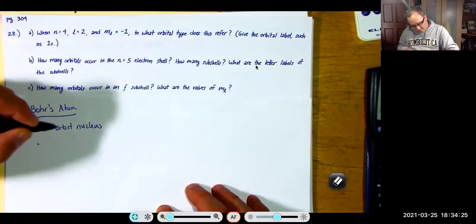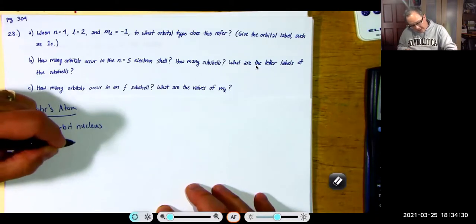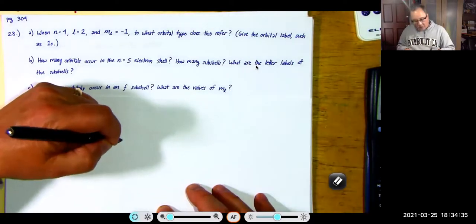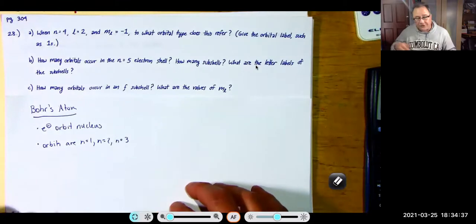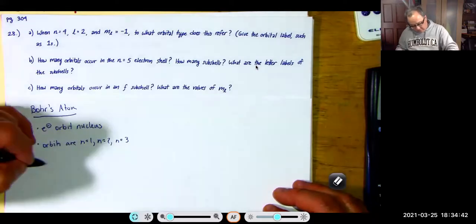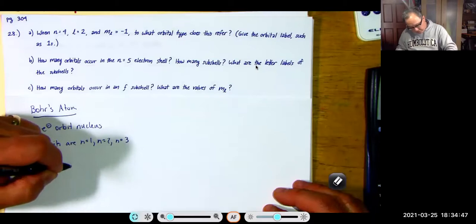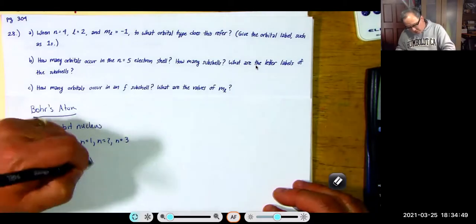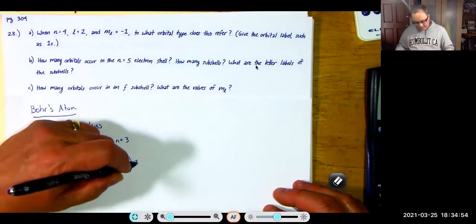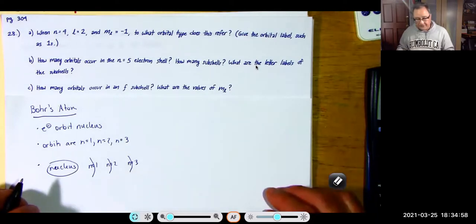The orbits are n equal 1, n equal 2, n equal 3, where 1 is the first orbit, 2 is the second orbit, 3 is the third orbit. And when you look at the nucleus and you look at these orbits, so here's the nucleus, here's n equal 1, here's n equal 2, here's n equal 3. So the bigger the n, the farther away the electron is from the nucleus.